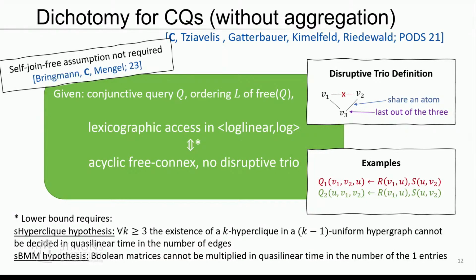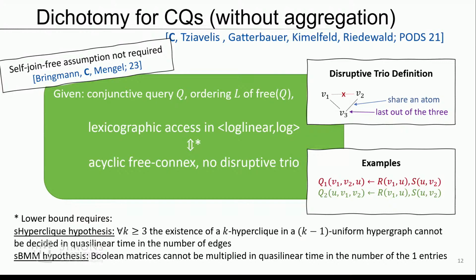And also, if you heard me talk before about self-joins and how much they cause problems in the complexity analysis of enumeration, it's not a problem here. Actually, we can show that the complexity remains pretty much the same, up to logarithmic factors, even if you have self-joins.